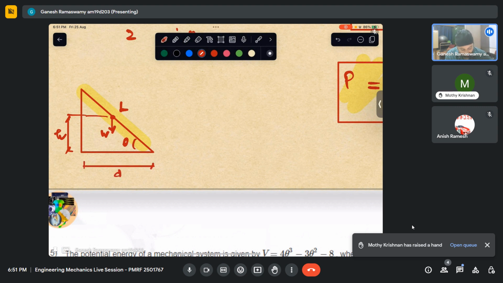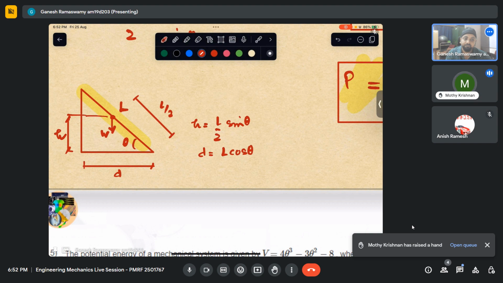Now from the geometry, if this is L, then this is L by 2, because we are considering weight, and weight will act on the centroid, right? So this is L by 2. So can you see that h is nothing but L by 2 sine theta from the geometry? At the same time, if I take the whole triangle, I am able to see that d is nothing but L cos theta. Is it clear or is something unclear?